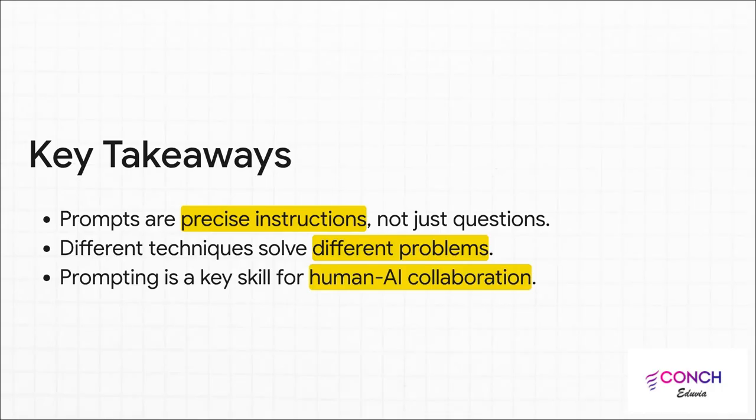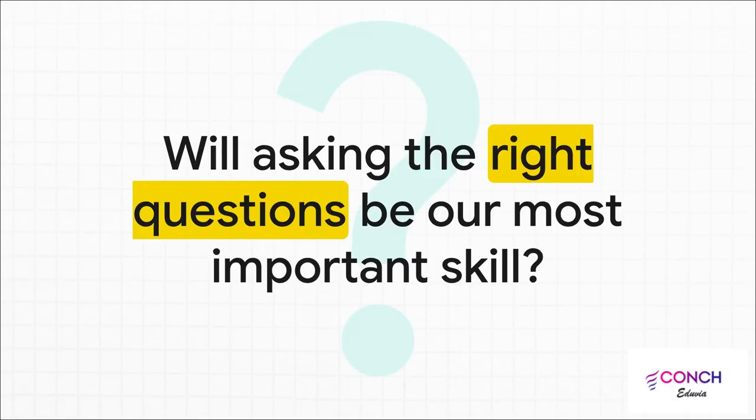Okay, so after all that, what are the big takeaways from our dive into the toolbox? First, prompts are instructions, not just questions. Be precise. Second, there's a right tool for every job. Different techniques solve different problems. And third, and this is the big one, getting good at this is becoming a truly essential skill for working with AI. And that really leaves us with one big question to chew on.